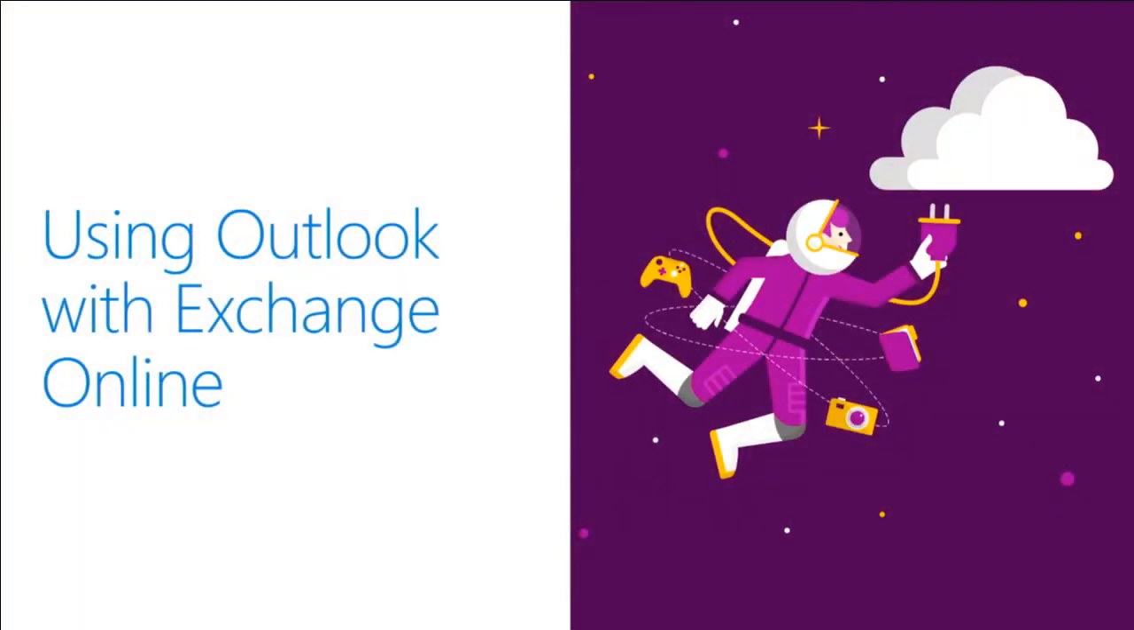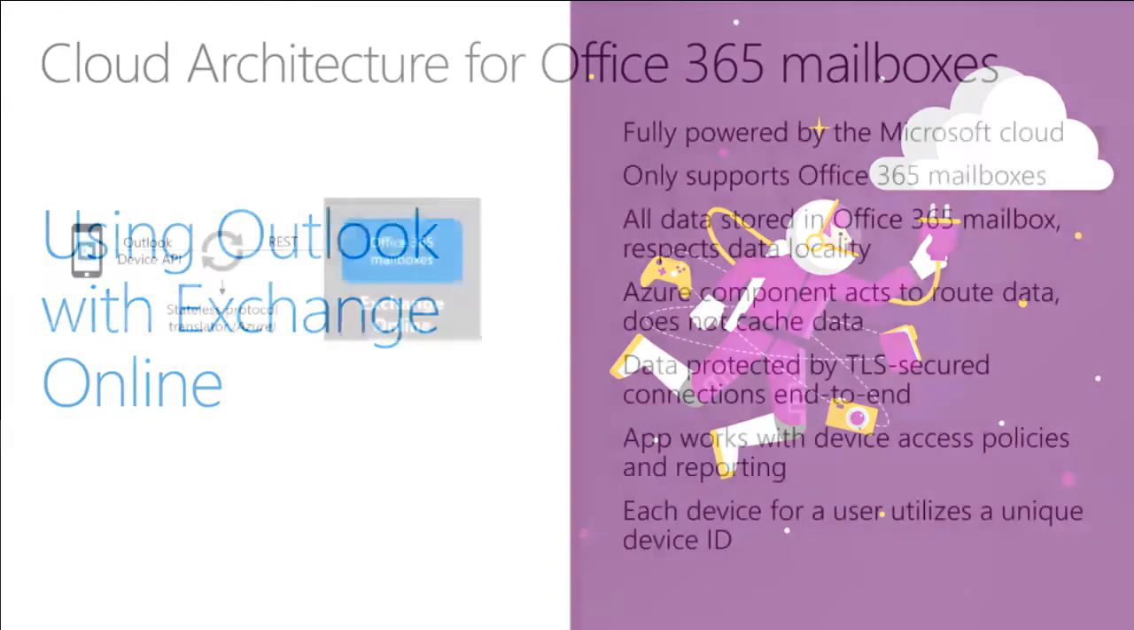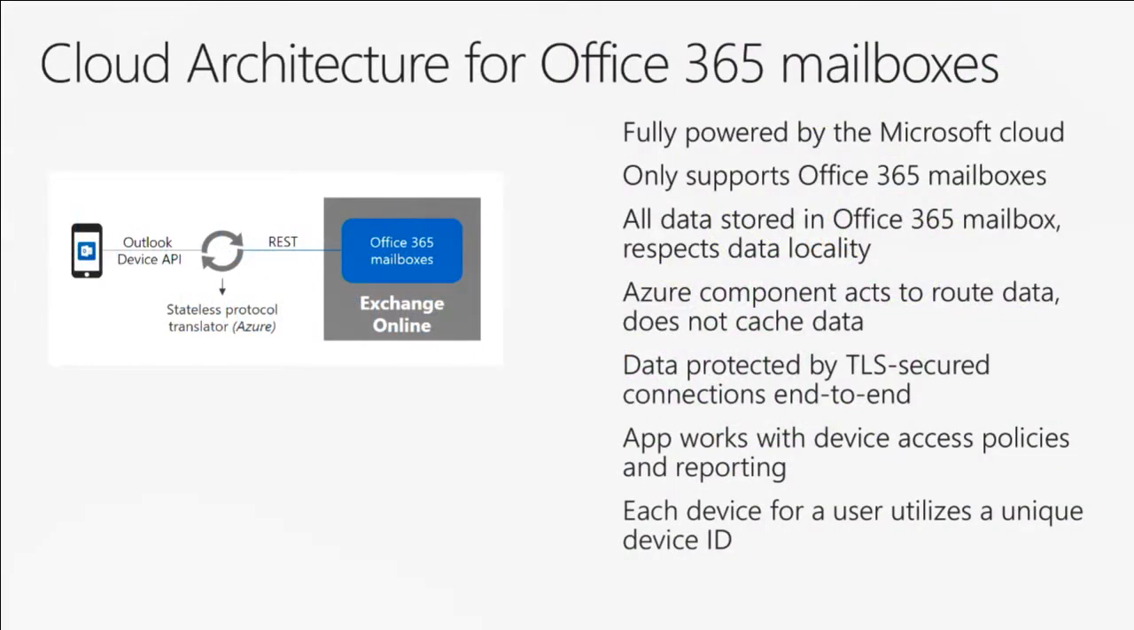It's a great experience. So now we're going to talk about how you use Outlook Mobile with Exchange Online. Last year at Ignite, we announced our cloud architecture, which is we moved from Amazon Web Services to the Microsoft Cloud for a certain subset of Office 365 users. This cloud architecture looks like the diagram that I've drawn on that PowerPoint slide.